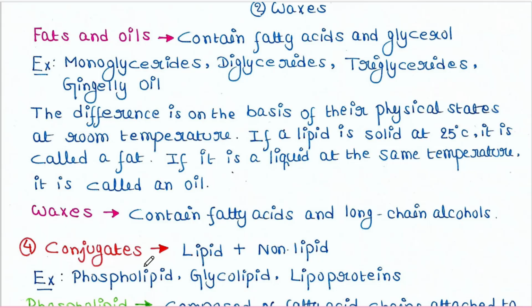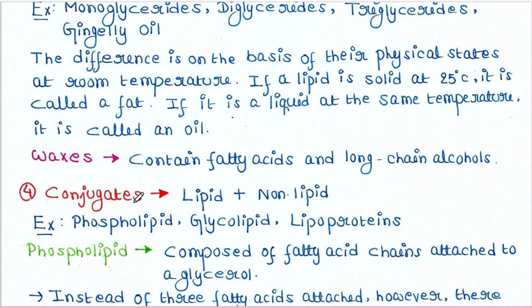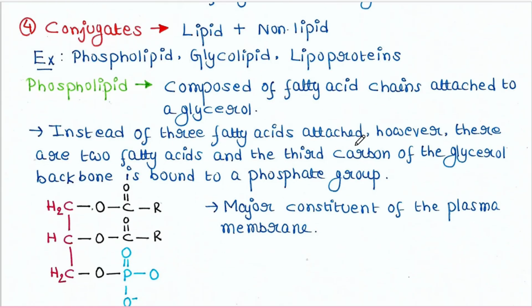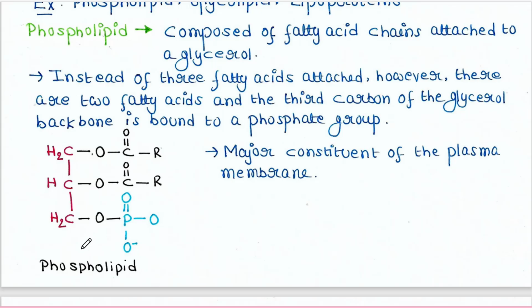Next is conjugate lipid. Conjugate lipids contain the lipid part and the non-lipid part. For example, phospholipid, glycolipid, lipoprotein, etc. Phospholipid is composed of fatty acid chains attached to a glycerol. Instead of 3 fatty acids attached, however, there are 2 fatty acids and the 3rd carbon of the glycerol backbone is bound to a phosphate group. Hence, this is phospholipid. One phosphate group is attached to the glycerol moiety and these are 2 fatty acid chains.